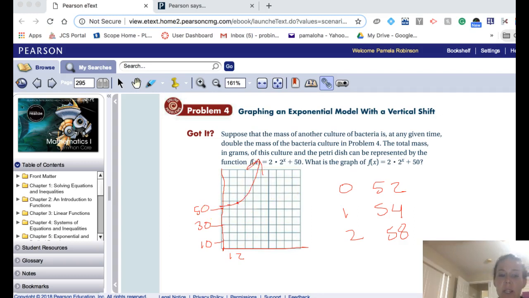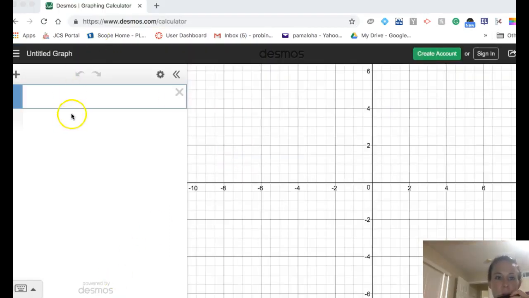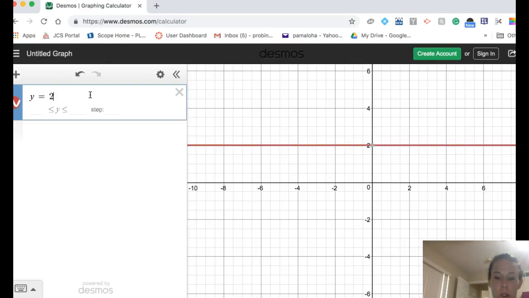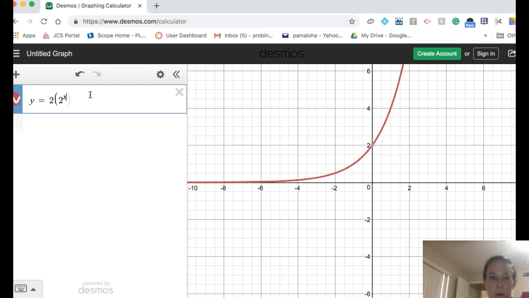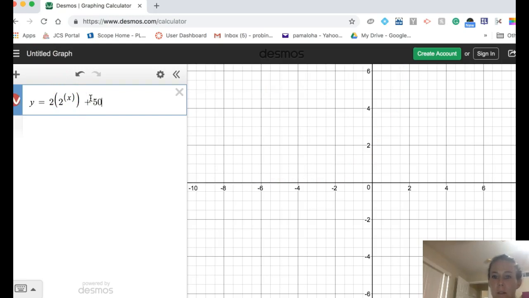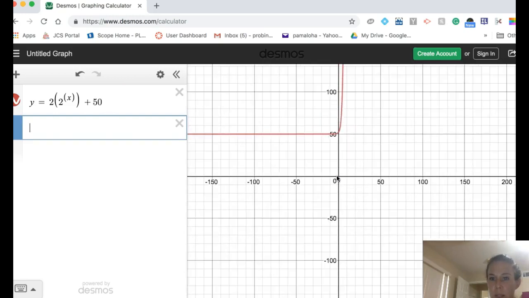Now, if you want to double check it, go to Desmos and graph that. So if I go to Desmos, I'm going to type in y equals 2 times the value 2 to the x power, and then from there, I probably need a parentheses here too, I'm going to go ahead and add 50 to that. So it's going to shift my graph way, way up. And you can see when I zoom out that it's all the way up there at 50. And that's what that graph would look like.